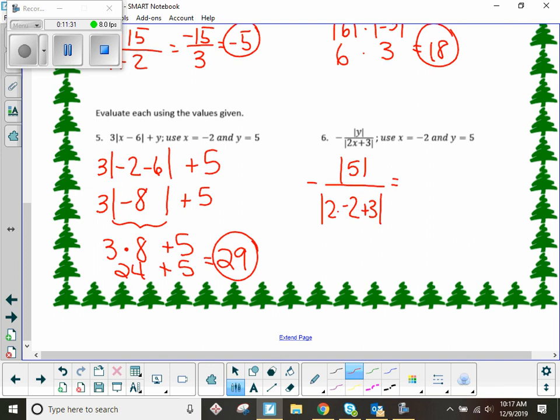Which absolute value has math that needs to be done? Top or bottom? Bottom. And inside there, what do you do first? Multiply 2 and negative 4 plus 3 in the bottom, which is negative 1. And then what?